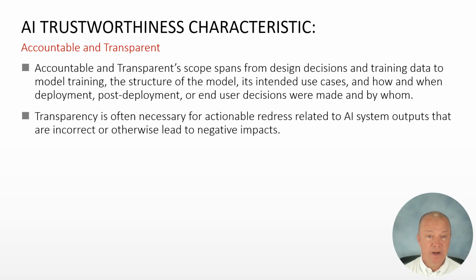Accountable and transparent scope spans from design decisions and training data to model training, the structure of the model, its intended use cases, and how and when deployment, post-deployment, or end-user decisions were made and by whom. Transparency is often necessary for actionable redress related to AI system outputs that are incorrect or otherwise lead to negative impacts.